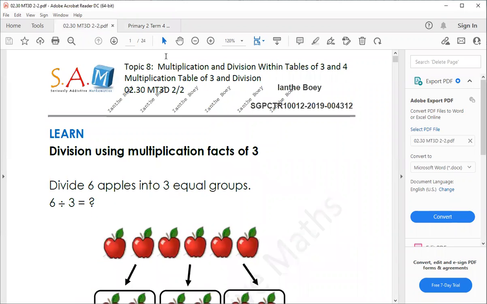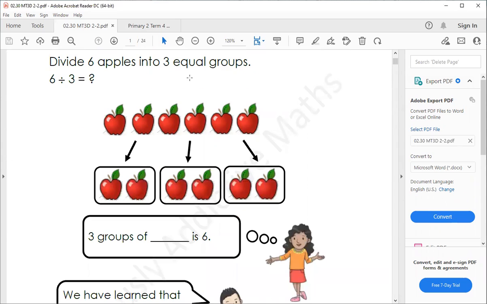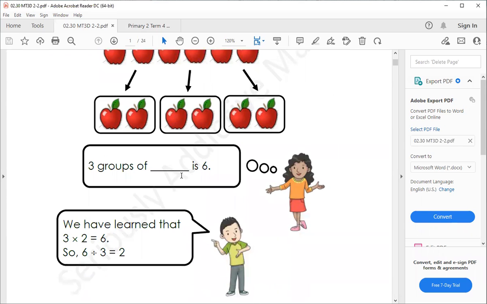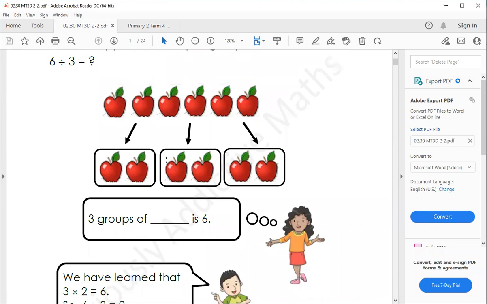All right, so the first booklet is division, using multiplication facts of 3. Please get them to understand that 6 divided by 3 means you are splitting 6 into 3 groups. This reinforces the idea, right? So 6 divided by 3 means you share 6 equally among 3 groups.